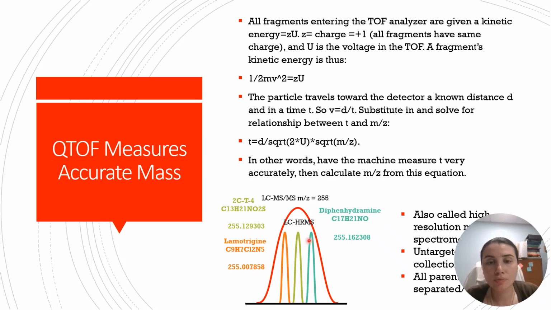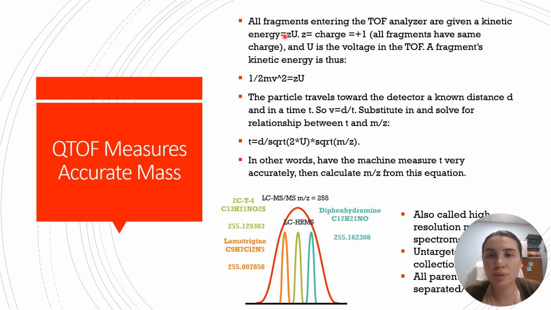And so within that higher umbrella of 255, you would be able to differentiate lamotrigine, which is an anti-epileptic drug, which has a mass of 255.007, from 2CT4, which is a designer amine, which has a mass of 255.129, from diphenhydramine, your Benadryl, which has a mass of 255.162.